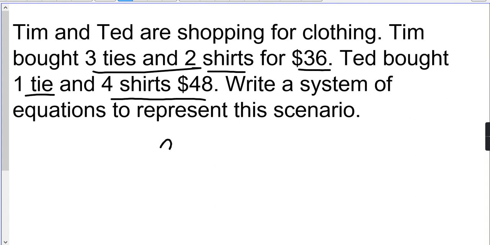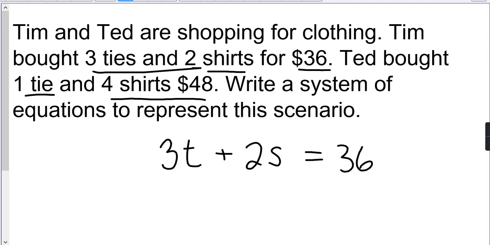So you're going to write 3 times T for the cost of the ties plus 2 shirts times S for the cost of a shirt is equal to 36. And that is an equation for Tim's purchases where our variables represent the price of each item. Then we want to write an equation for Ted. Ted bought 1 tie, so we could just write T, the cost of 1 tie. We don't have to multiply it by 1 because we understand that we just have 1 T there, right? And then 4 shirts, so 4 times the cost of the shirt, and his total was 48.